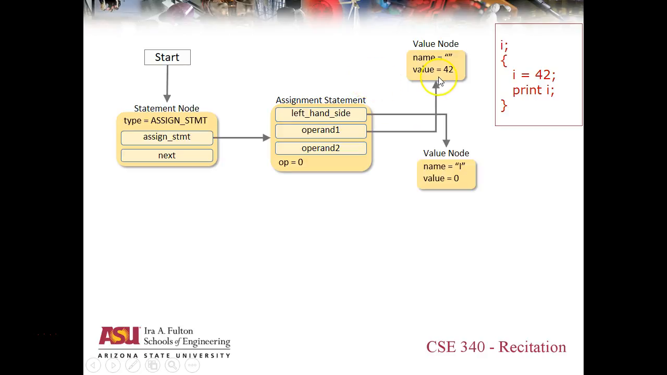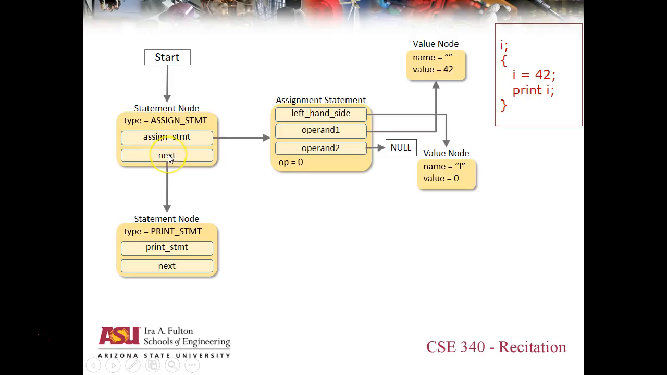Okay, so this is the 42. Even for literals, you have to create a value node, so 42 is its own value node. Its name doesn't matter. If you want to use it, you could, but you don't have to. And then the value node for the name is I, and we default it to 0. So the left-hand side is pointing at I. On the right-hand side, the first operand is 42. Operand 2 is pointing to null, and then we have the operator set to 0. These statements here will do the I equals 42.